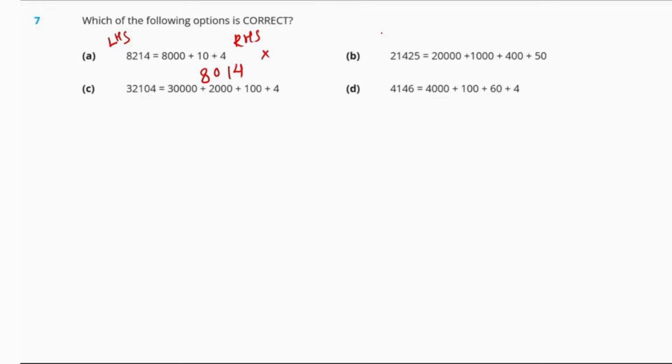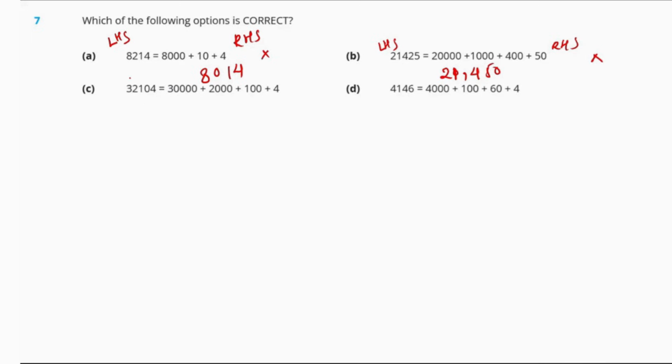Now talking about this, on the LHS side, we have 21,425. Now let's talk about the RHS side. On the RHS side, this will become 21,450, right? So are these two same again? No, they are not same. So this is also incorrect.